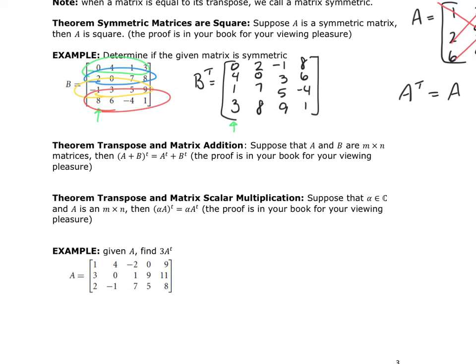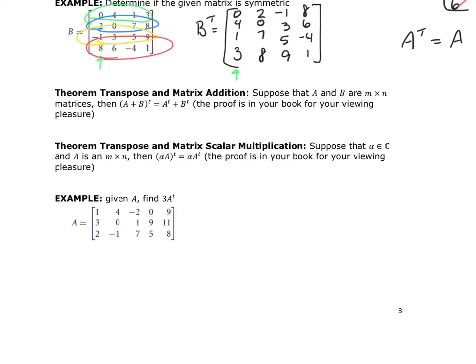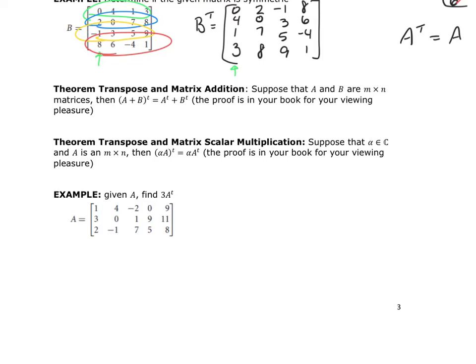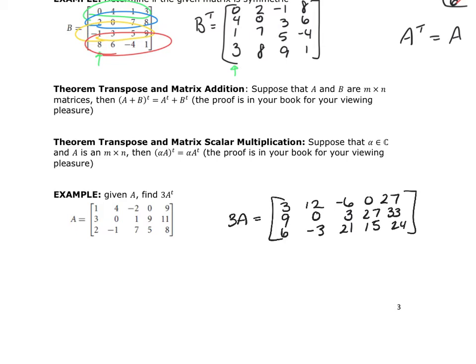And again, we are looking at the larger set, which is the complex numbers. For this example, they want me to find 3 times the transpose of the matrix A. So I can first multiply 3 times A and then transpose it, or I can transpose A and then multiply it. I'm just going to multiply it first. So I'm going to do 3 times A first. That's going to give me 3, 12, negative 6, 0, 27, 9, 0, 3, 27, 33, 6, negative 3, 21, 15, and 24. Now I'm going to go ahead and transpose this.